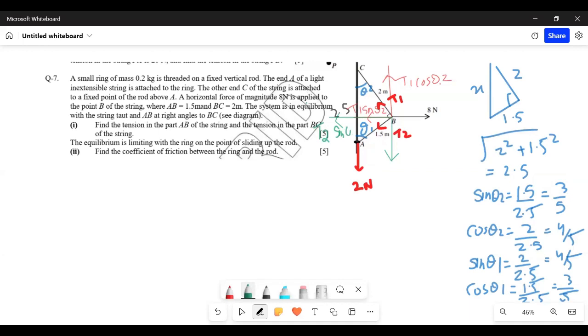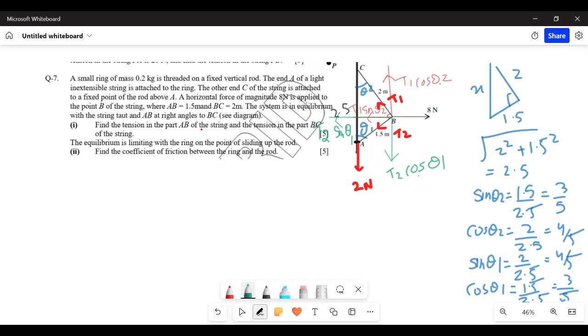I should have marked the angle with T1 as theta 1 and the one with T2 as theta 2. I think I've made it more confusing. But since I've used it, I'm not going to change it. It would have been better if T1 was with theta 1 and T2 was with theta 2. And the downward component is the adjacent component, the cos component. So T2 cos theta 1. And I think that's all the forces at B.